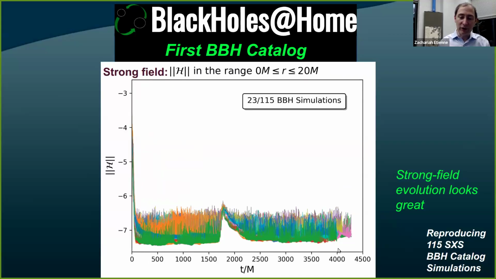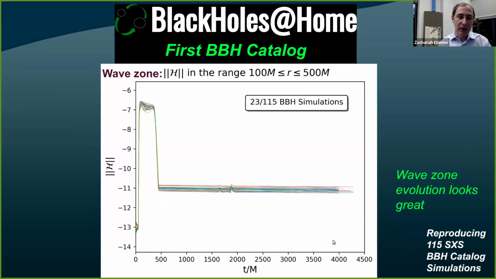No problems whatsoever. And you can see here we're evolving these binaries out to beyond 4,000 M. You need roughly 10,000 M to do sufficient orbits for real catalog generation. We were doing just fine. Things were going just great.